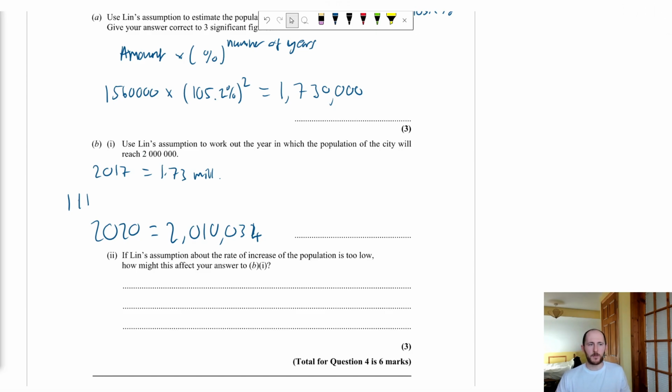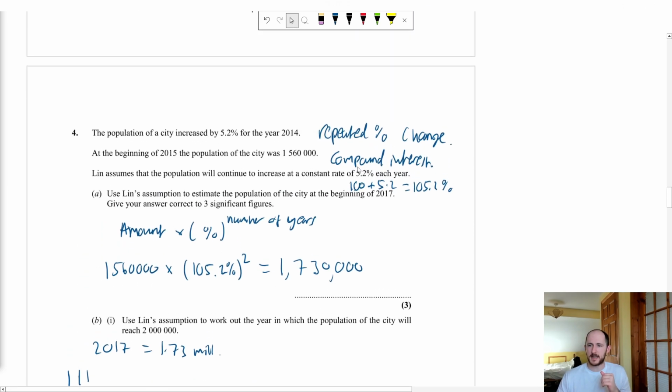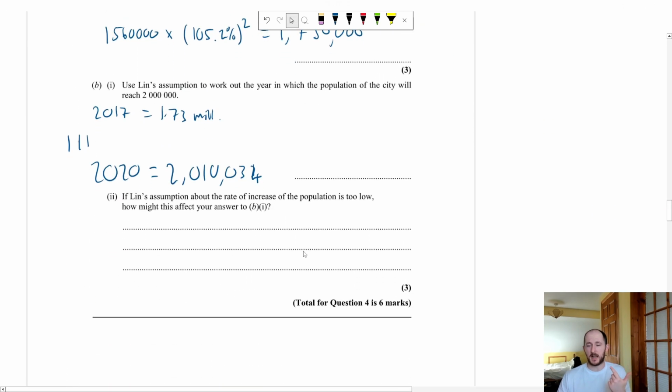Now, what about this last part? If Lynn's assumption about the rate of increase is too low, how might this affect your answer? Well, what does that mean if it's too low? It means that this percentage should have been bigger. So it's actually bigger than 5.2%.